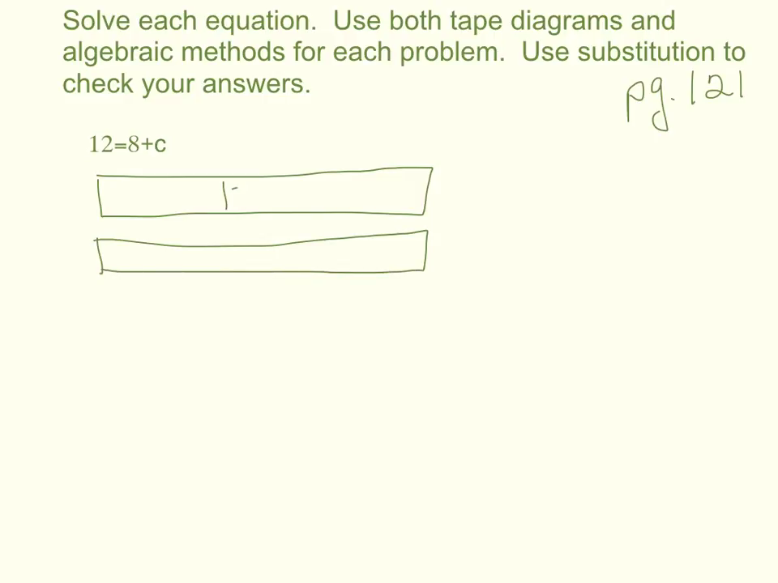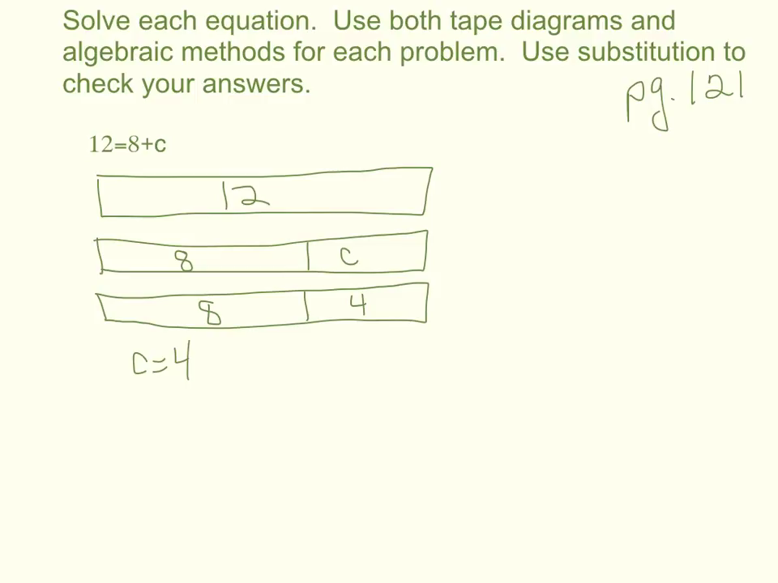The top one will still be the whole, or 12. The bottom one we're going to divide into 8 and c. We know because of our math knowledge that when we are going to solve for c, the answer is 4. c equals 4 in the tape diagram.